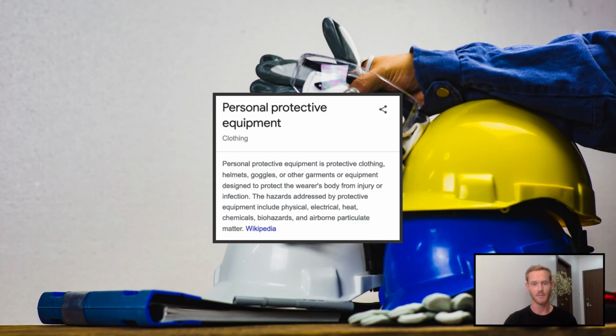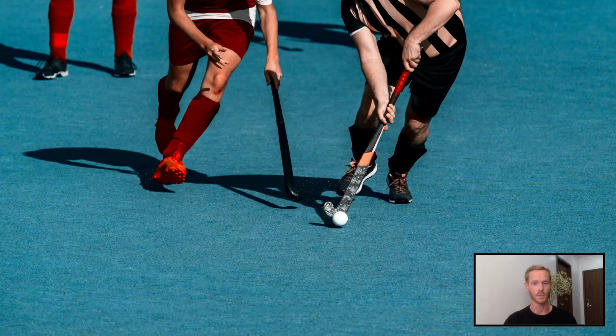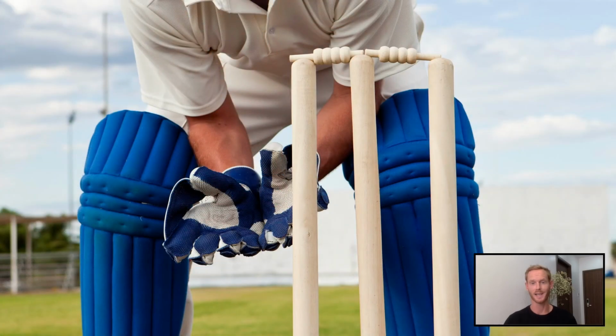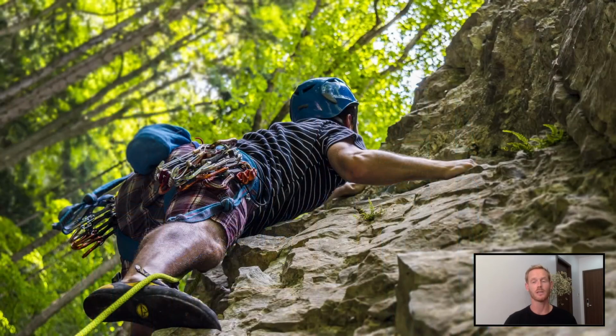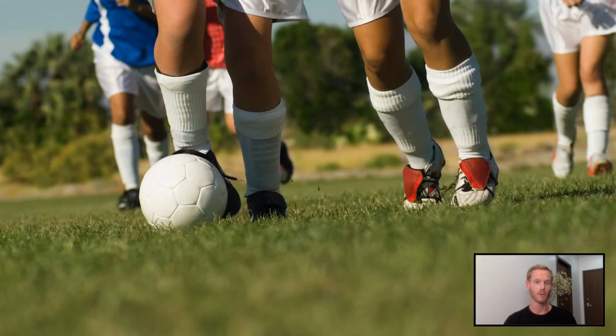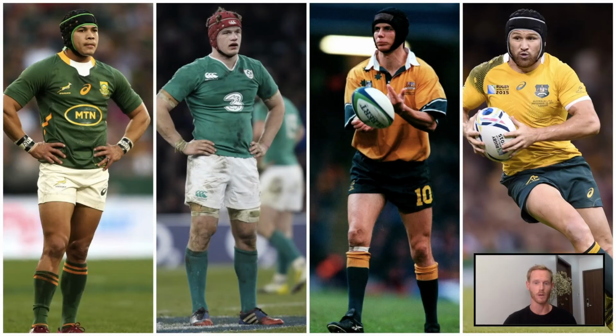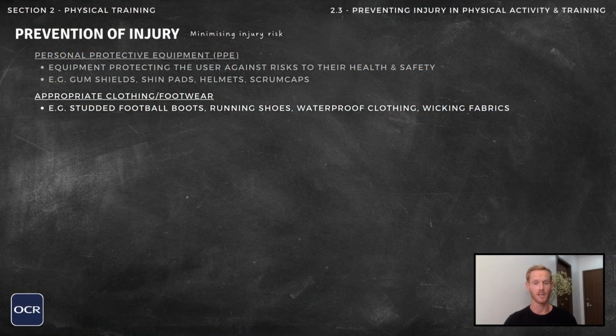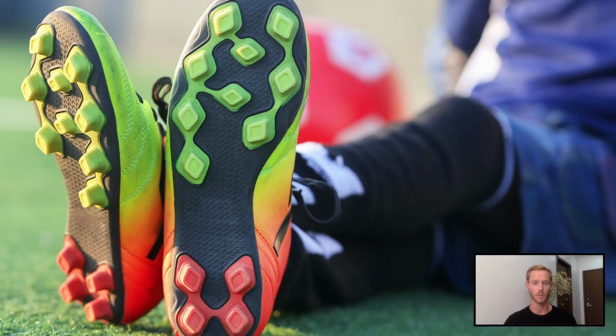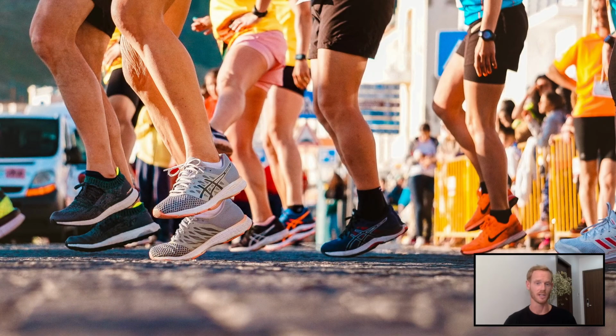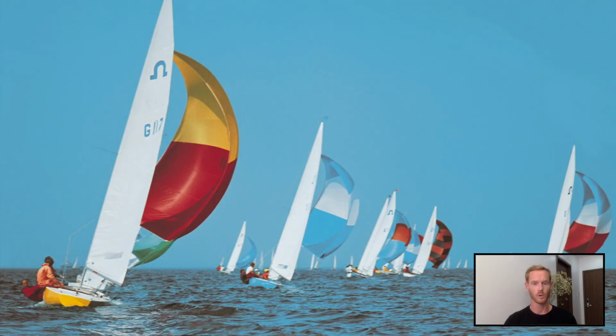Examples of PPE in physical activity include gum shields worn to protect the jaw in field hockey, gloves worn by wicketkeepers in cricket, helmets that protect rock climbers from impacts with the wall, shin pads in football, and scrum caps in rugby. Risk can also be minimised by simply wearing appropriate clothing and footwear, like studded football boots that prevent slipping in the tackle, supportive running shoes for long-distance runners, and warm waterproof clothing that protects sailors from the elements.